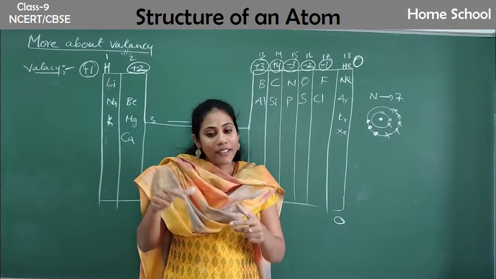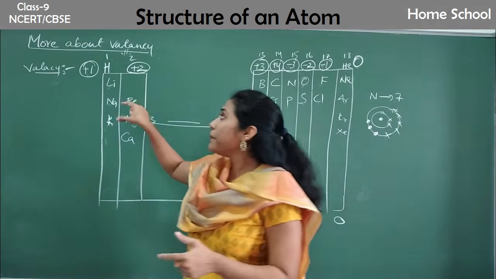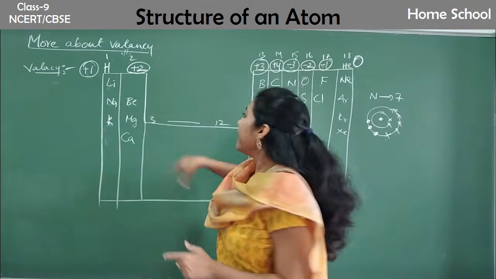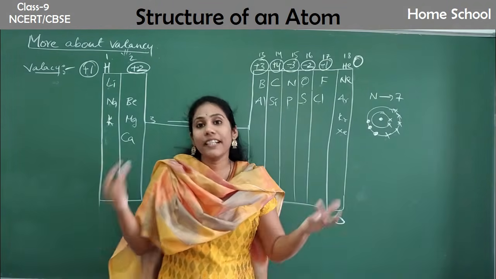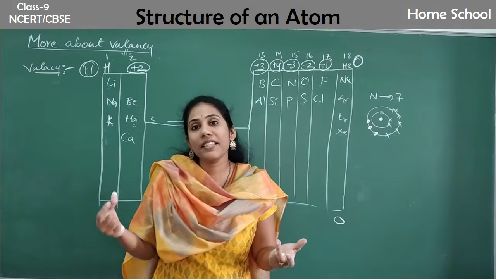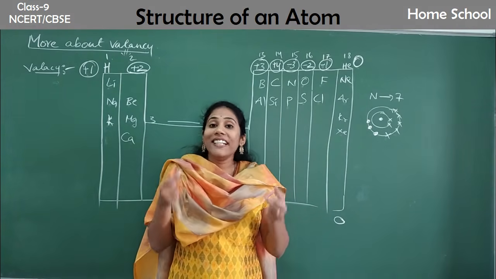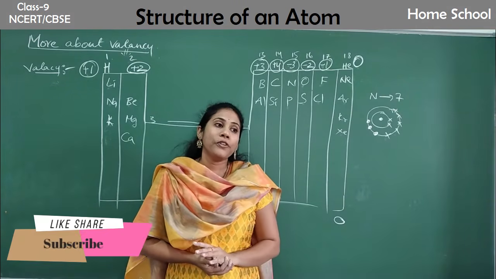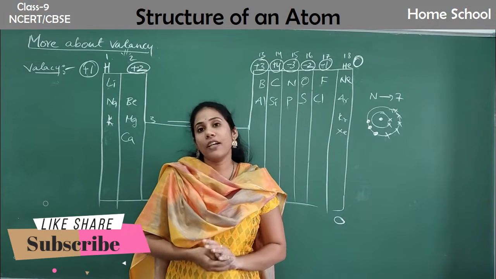Okay, but the logic behind the concept you must understand very clearly. Why is anything losing or gaining electrons? It is to get that stability. When do you say something is stable? When they have 8 electrons in the last shell. Clear? Fine. So this completes the concept.